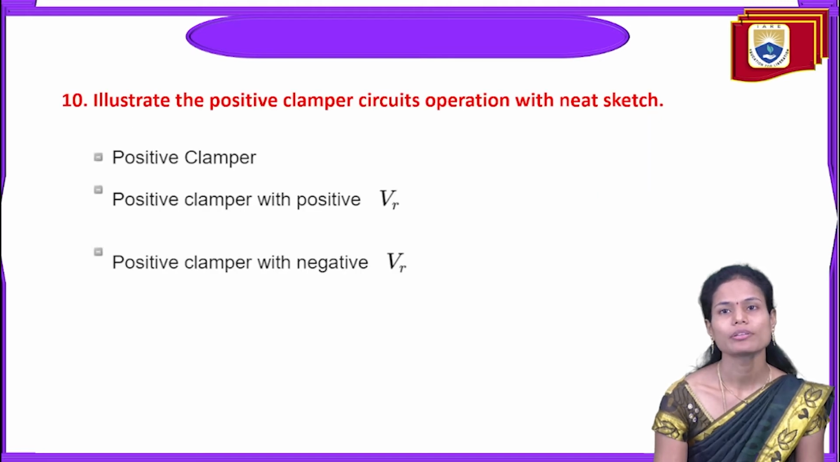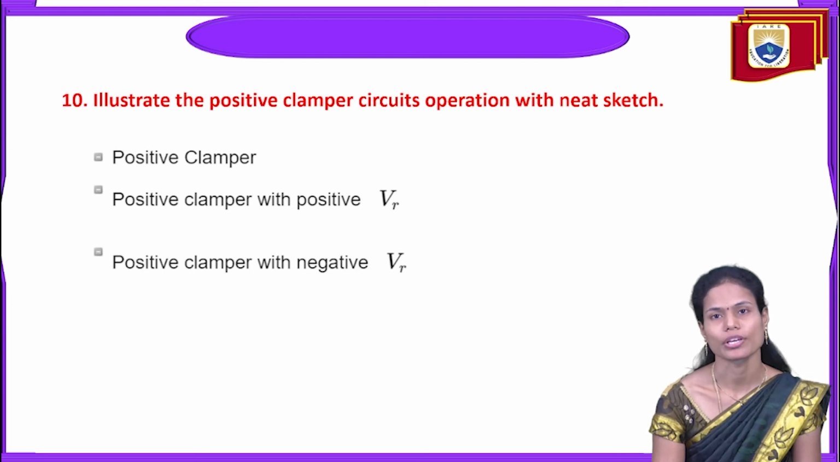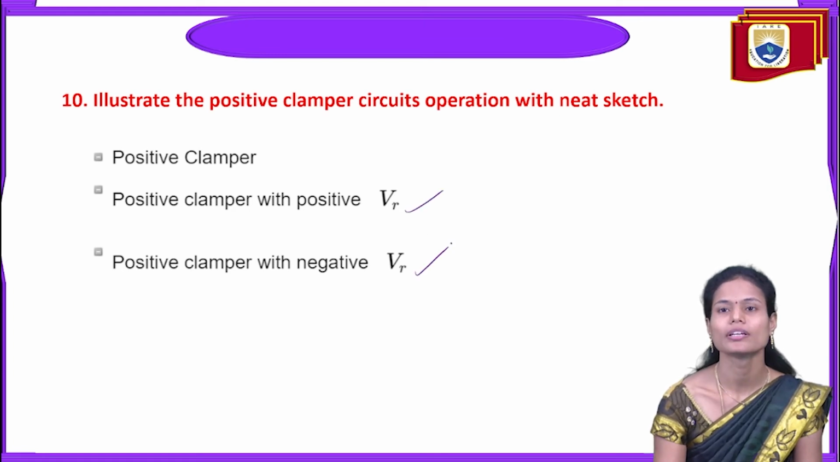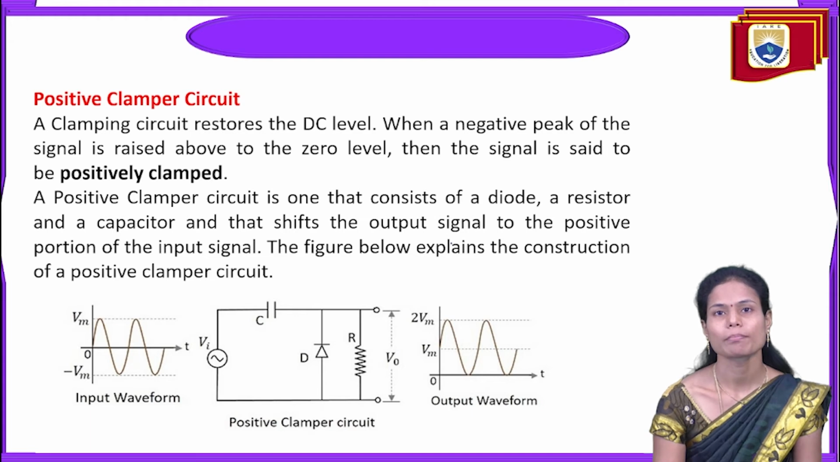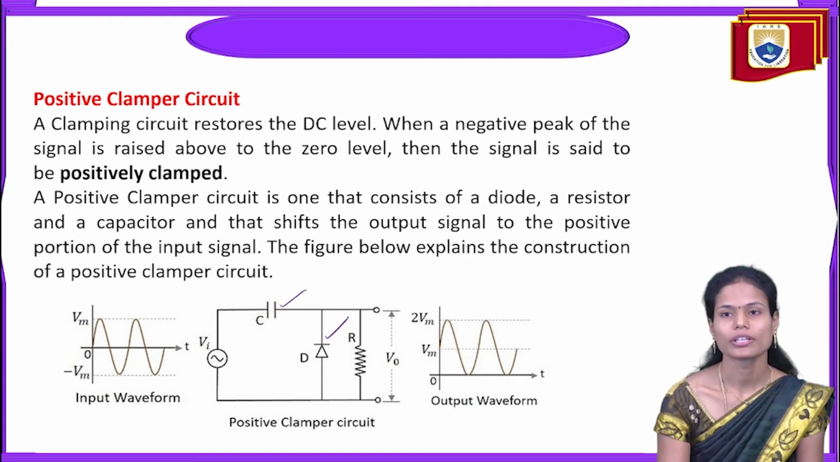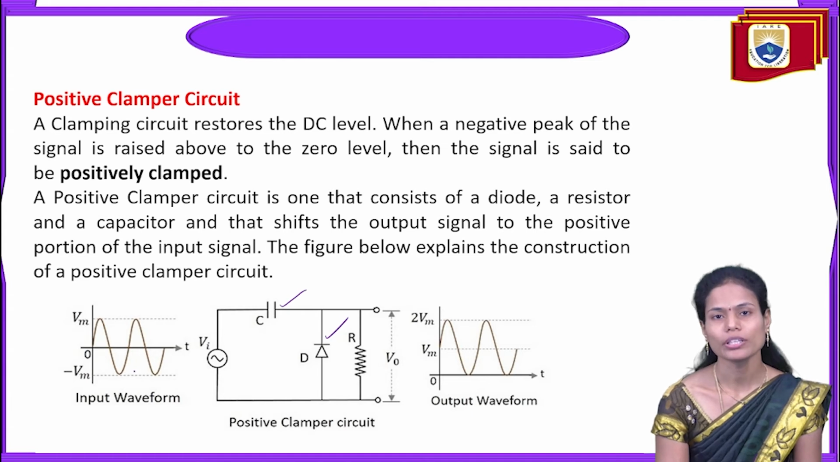Okay. And illustrate the positive clamper circuit operation with the neat sketches. So the positive clamper means it will shift the DC level of the given waveform to the positive direction. So here we are having two types of positive clamper, with positive VR and the positive clamper with negative VR here. So this is the positive clamper circuit with capacitor and diode we are performing here. So the clamping means shifting the signal to the above or below the reference level.